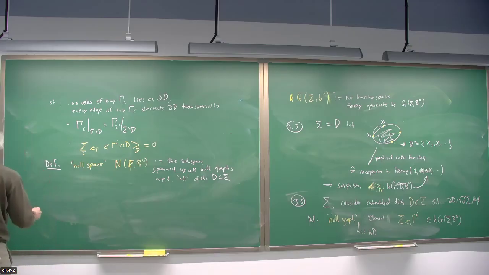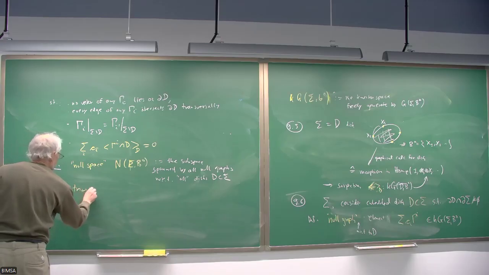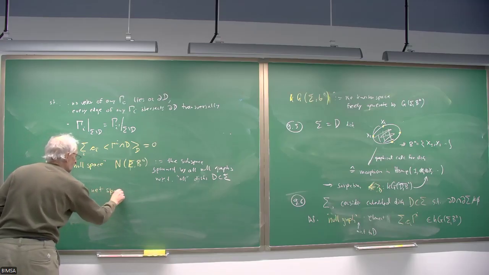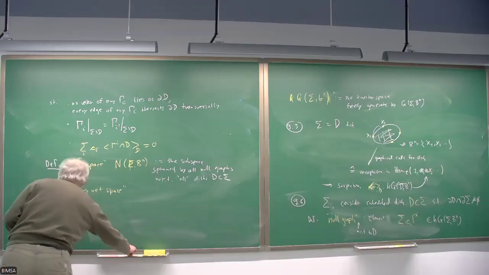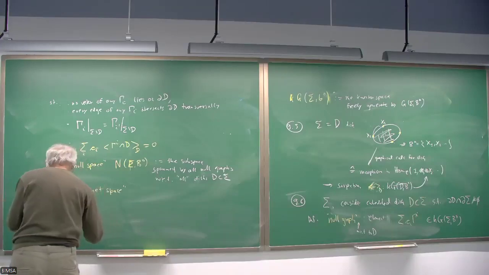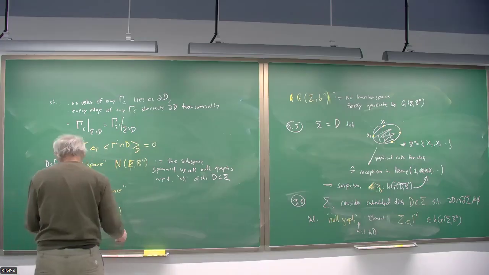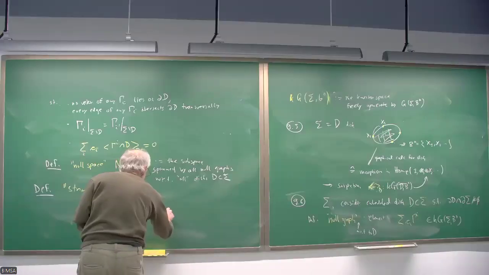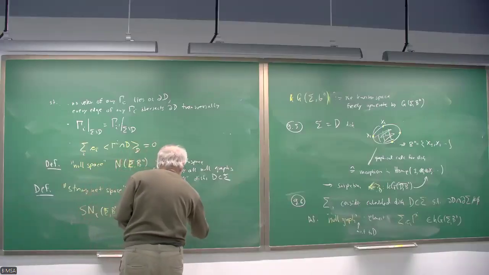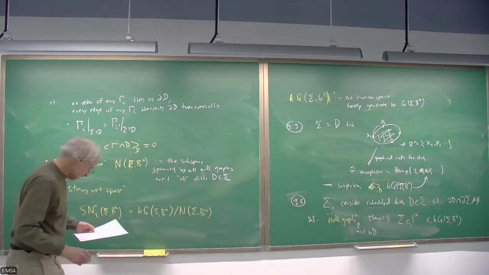And then the final definition, where we use the word string net: we call the string net space for sigma and B0 to be the quotient. I write SN for string net, SN of sigma and B0 is SKB of sigma and B0 divided by N of sigma and B0. And I put a 0 here. I will explain this later on.